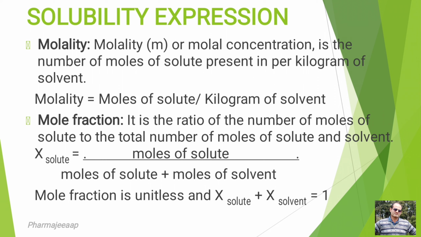Next is mole fraction. It is the ratio of the number of moles of solute to the total number of moles of solute plus solvent. X solute is equal to moles of solute divided by moles of solute plus moles of solvent. Mole fraction is unitless, and X solute plus X solvent is equal to 1.